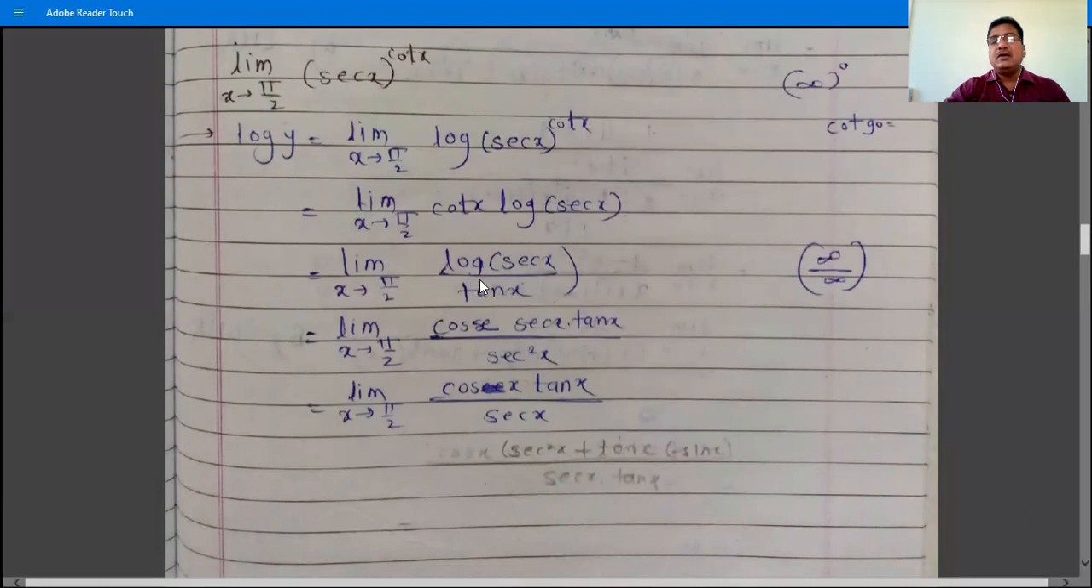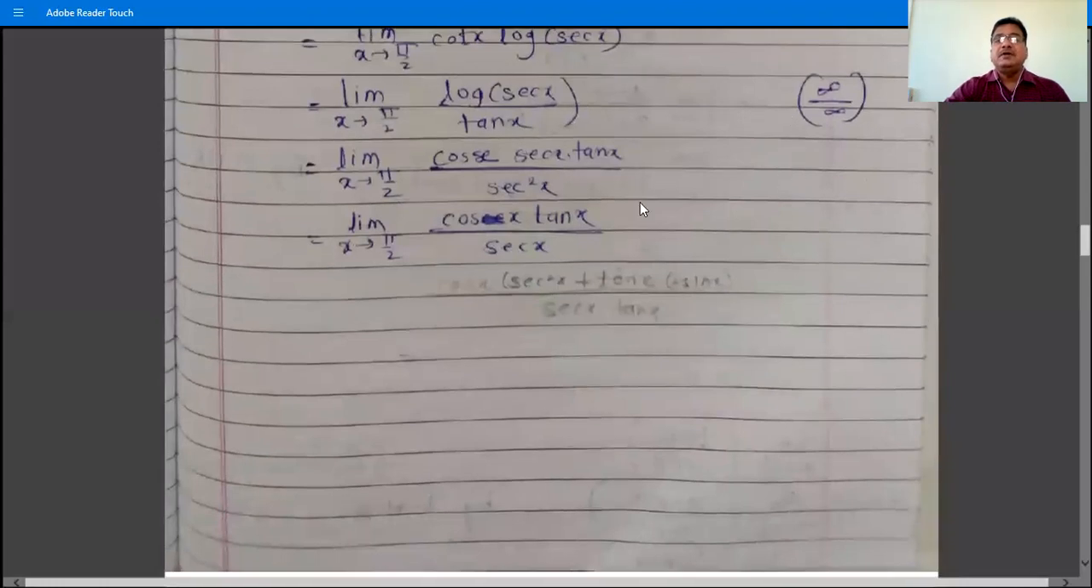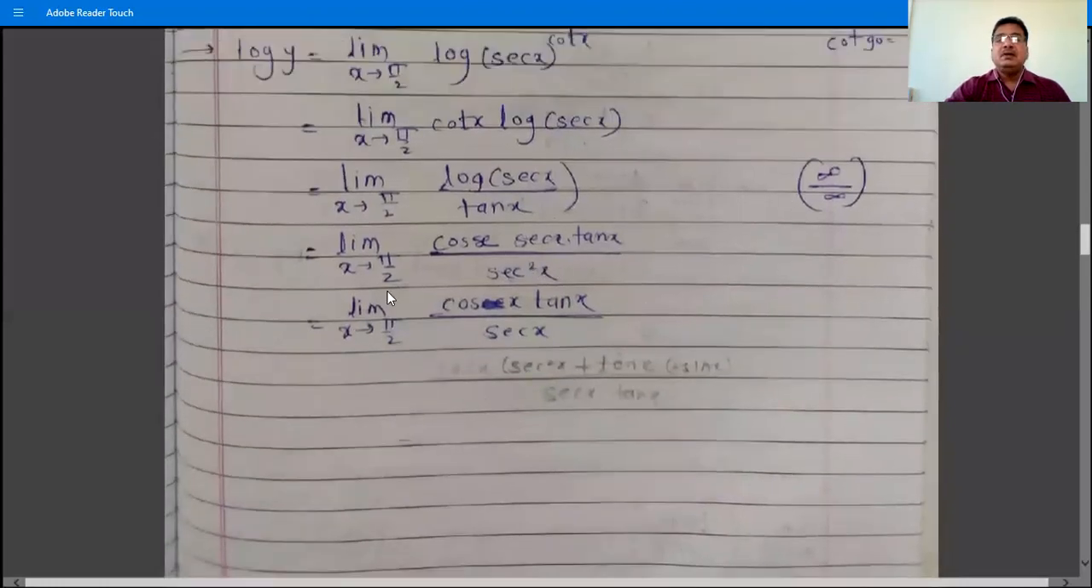So this is now in the infinity by infinity form, because tan pi by 2 is infinity, and log sec pi by 2 is infinity. So we have infinity by infinity form, and therefore apply L'Hospital rule. So log sec x derivative is what? 1 by sec x into derivative of sec x, which is sec x into tan x. 1 by sec x means cos x.